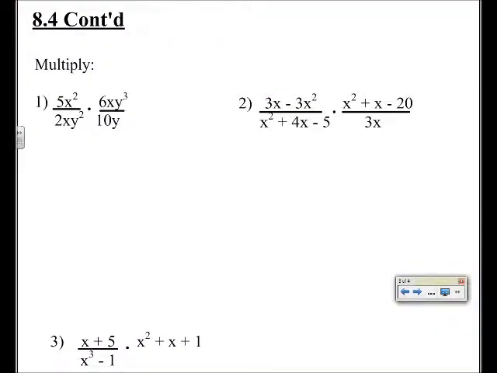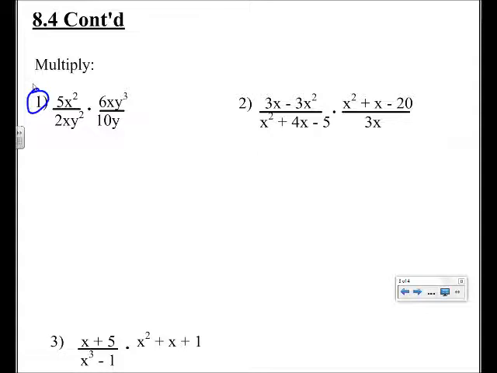Okay, continuing on from yesterday, 8.4. Multiplying rational expressions. Here we go. Okay, number one. 5x squared over 2xy squared times 6xy cubed over 10y.